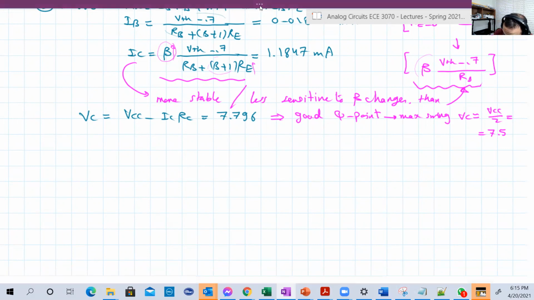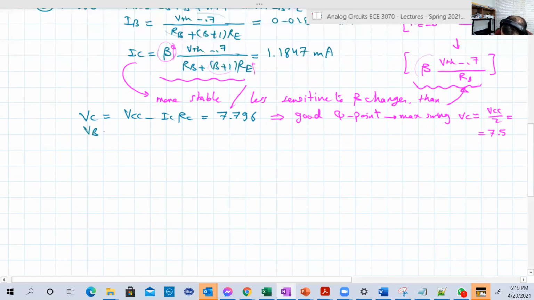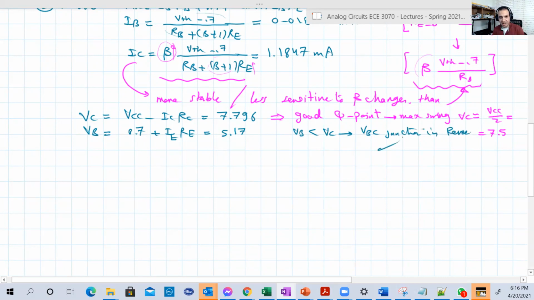And we can even get VB to be sure that we are working in the active region. So VB is equal to 0.7 plus IERE, or (beta plus 1) IBRE. So that will be equal to 5.17. Since VB is less than VC, the VBC junction is reverse biased. So we are really working in the active region, just as a check. Okay, that's basically the DC part. Now the AC part, number 2.